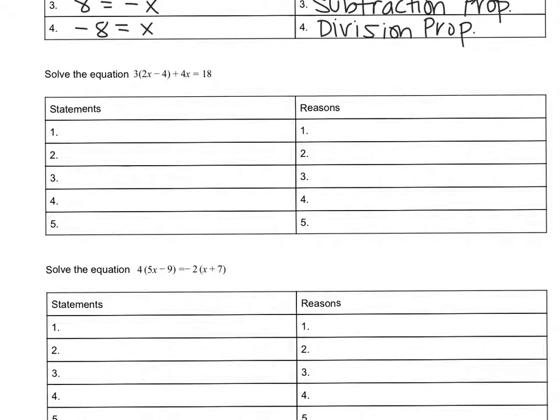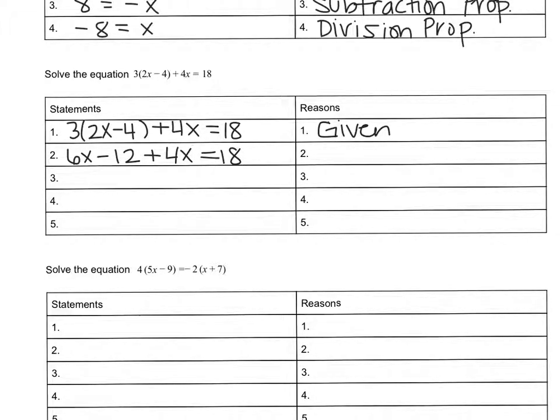So next we want to solve the equation 3 times 2x minus 4 plus 4x equals 18. So I want to start with what we're given. So our initial equation, 3 times 2x minus 4 plus 4x equals 18. And that would be given. I'm going to go ahead and distribute the 3 in the parentheses. So we get 6x minus 12 plus 4x equals 18. So that would be the distributive property for the reason.